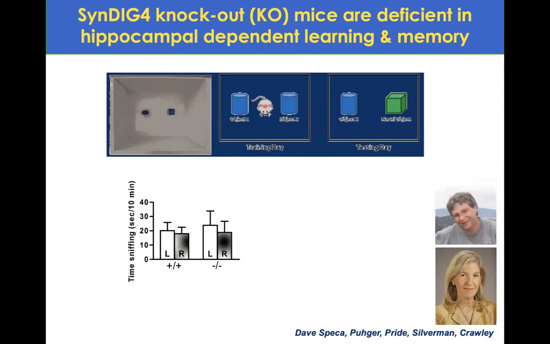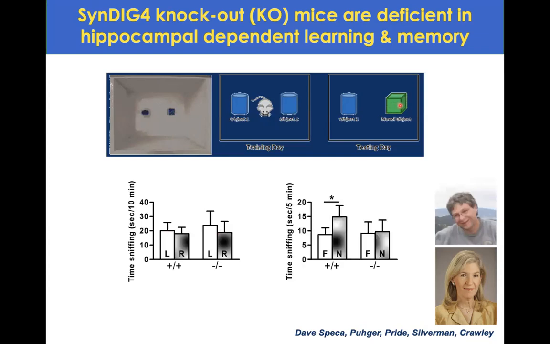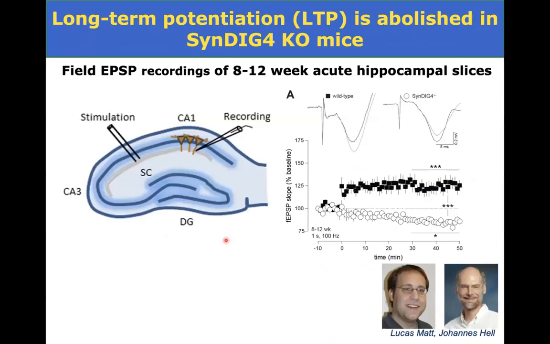And then if you give them a novel object, something they haven't seen before, the wild type mice will spend the majority of their time with this novel object, because mice like novelty, and they'll remember they hadn't seen this one before. But again, our knockout animals treated the novel object as if it were like the previous object. So again, demonstrating these animals weren't able to learn and remember.